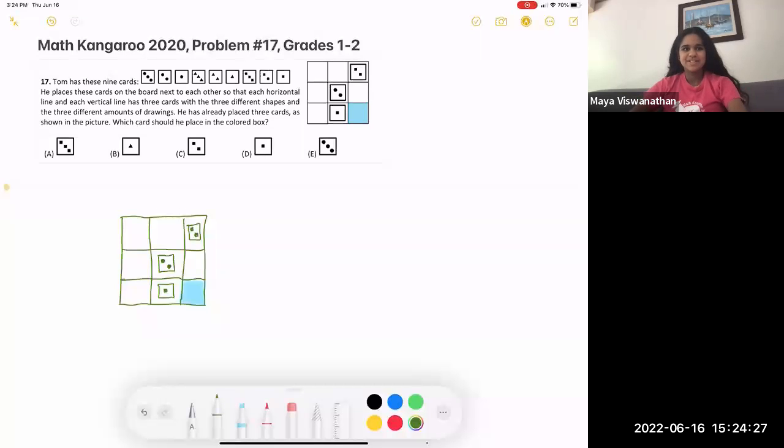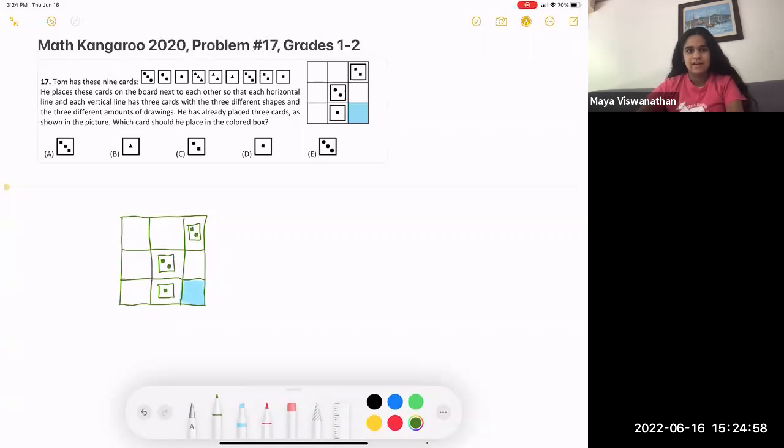Hi, today I'm going to show you how to solve problem 17 for the 2020 Math Kangaroo grades 1 to 2. Here's the problem. Tom has these 9 cards. He places these cards on the board next to each other so that each horizontal line and each vertical line has 3 cards with 3 different shapes and 3 different amounts of drawings. He's already placed 3 cards as shown in the picture. Which card should he place in the colored box?